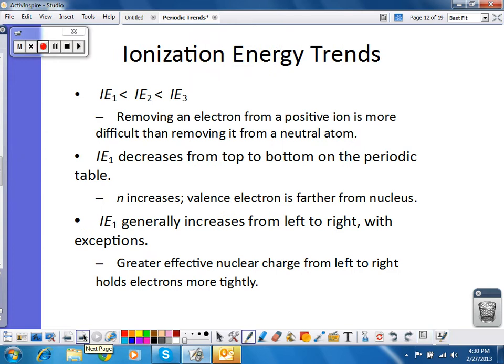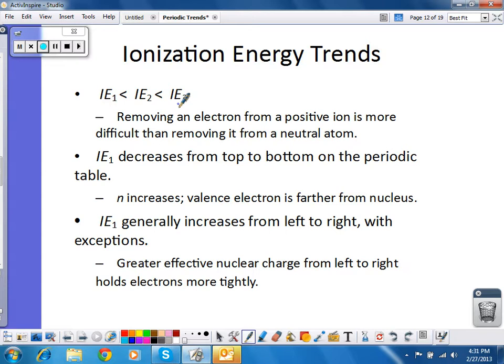So as you continue to remove electrons, they get harder and harder to remove because remember, a positive ion starts getting smaller. As the radius goes down, the remaining electrons are pulled closer to the positive nucleus, so it makes it harder to remove the electrons.